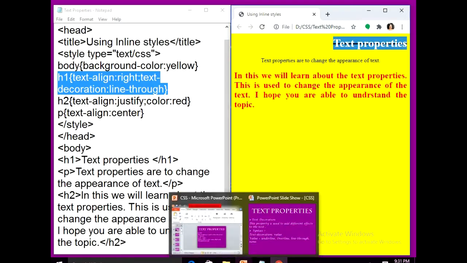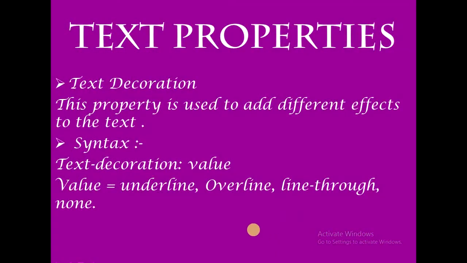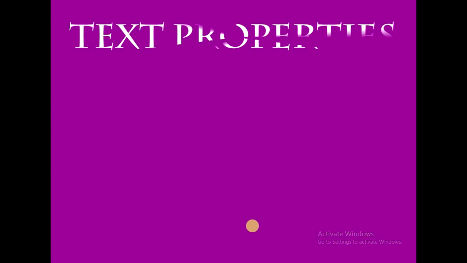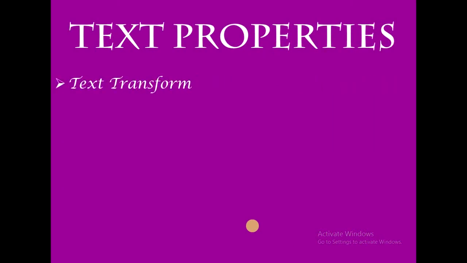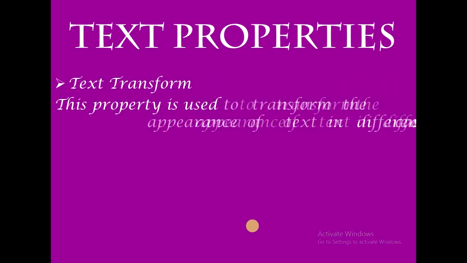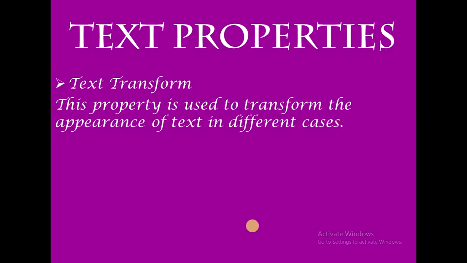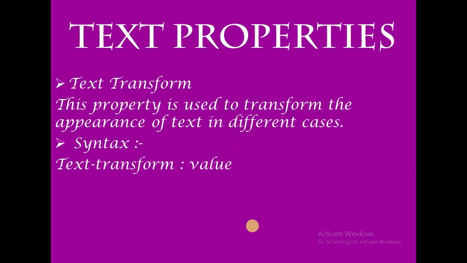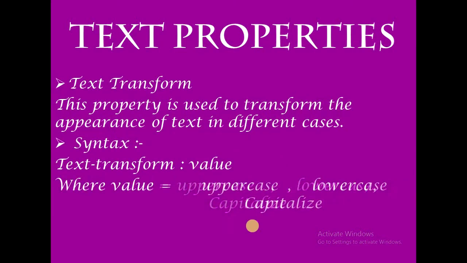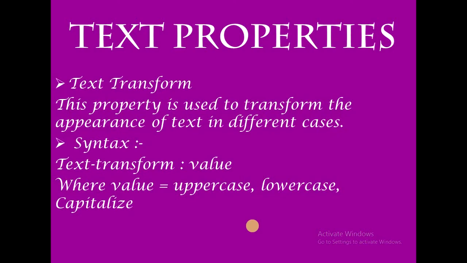Let's see the next property of text. The next text property is text-transform. This property is used to transform the appearance of text in different cases. Syntax: text-transform: value. Value is uppercase, lowercase, and capitalize. Let's see with an example now.